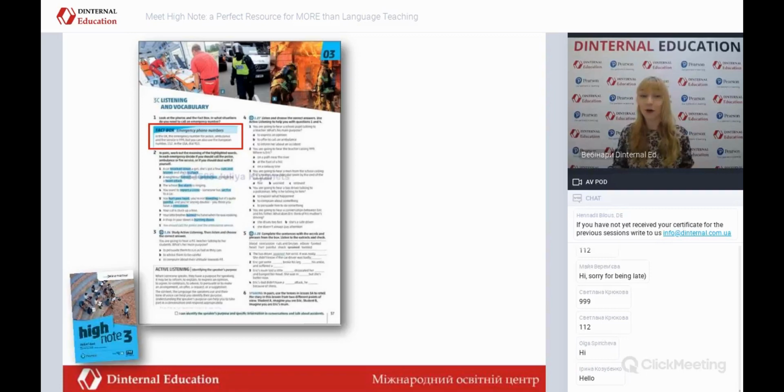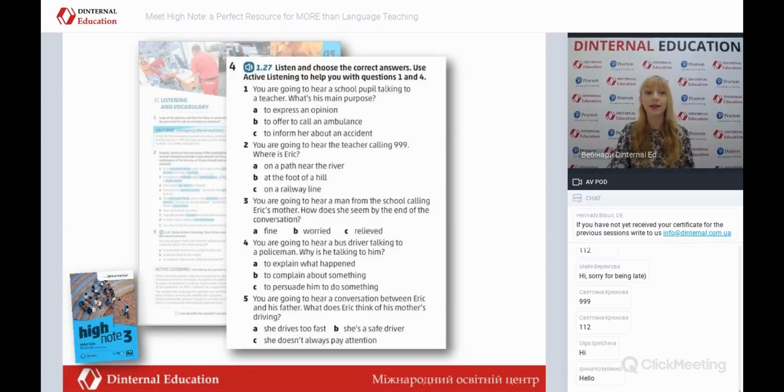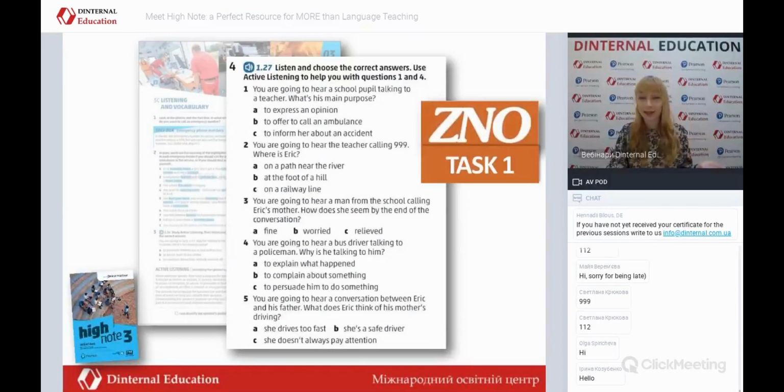And actually, this fact box comes from this listening and vocab lesson here in High Note 3, which you remember is B1 plus, almost full B2 level. And right here we have our listening task. It's 5 different short recordings, ABC options. So you can immediately see it's ZenEO task 1. No pictures here because again it's B2 level already, but still it's ZenEO preparation.